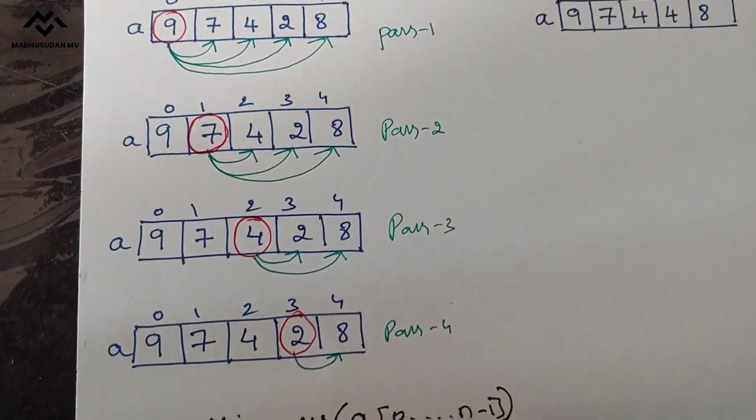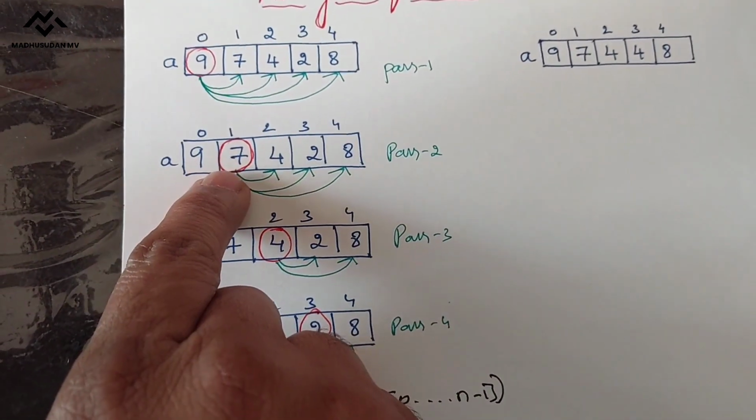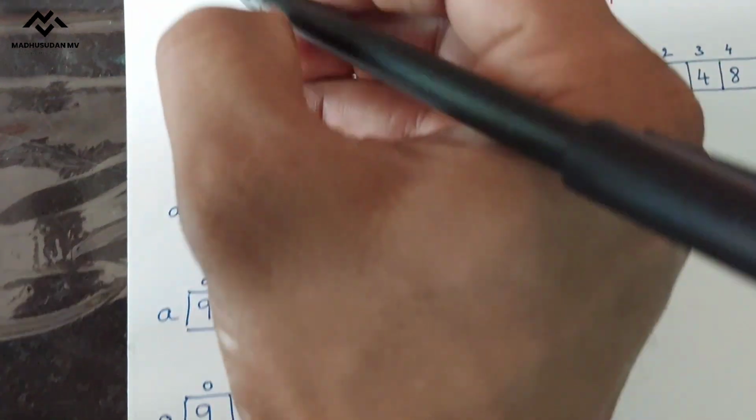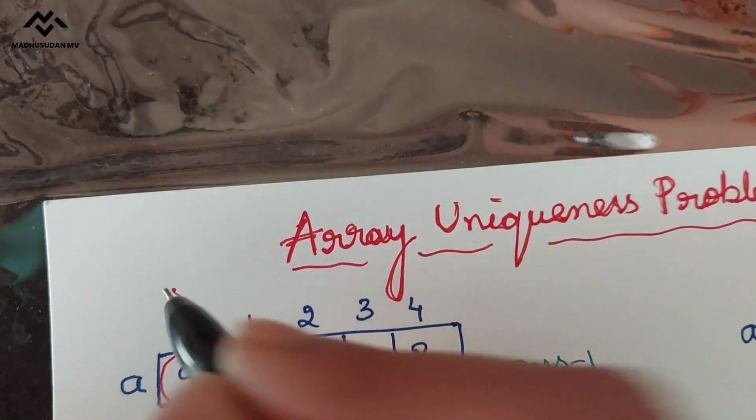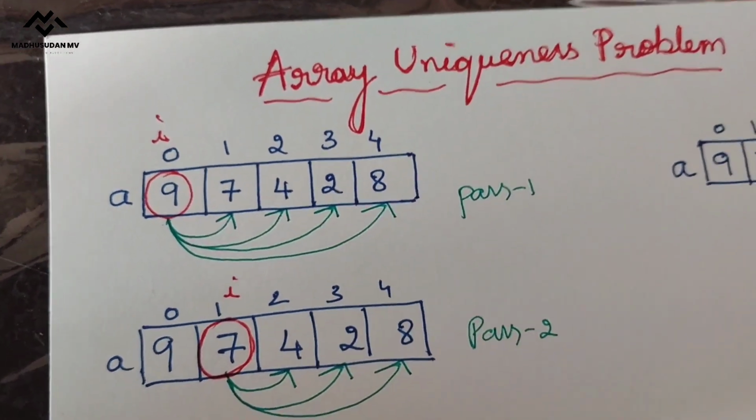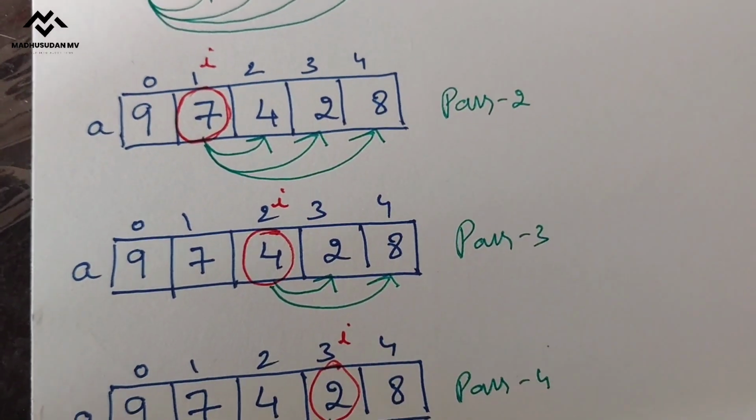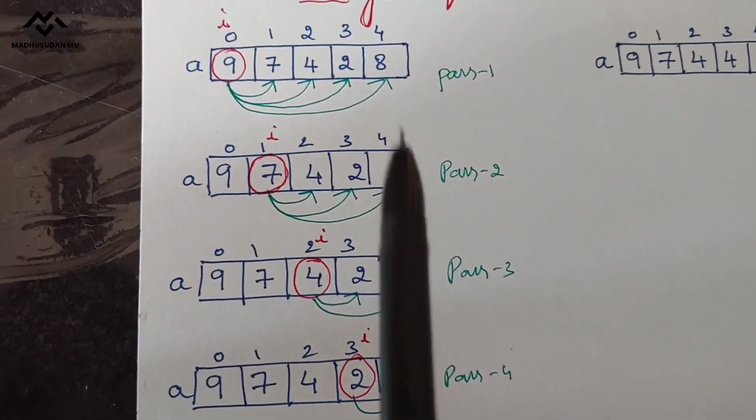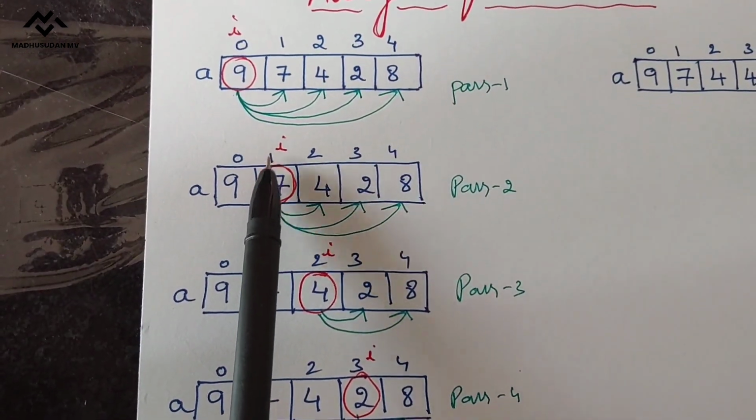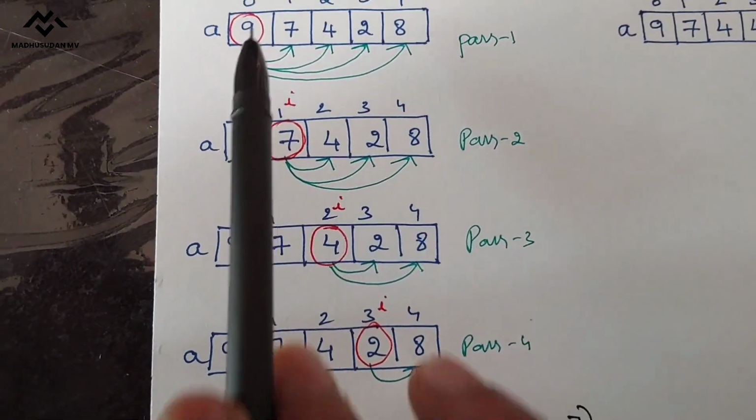Now here, what did we do first in this procedure? First I selected this one, then I selected this one. For selecting, I will take the index I. In this pass I selected this item, and here I selected this one. Here I indicates the index position. That means whatever element is there in this position, that I have selected.